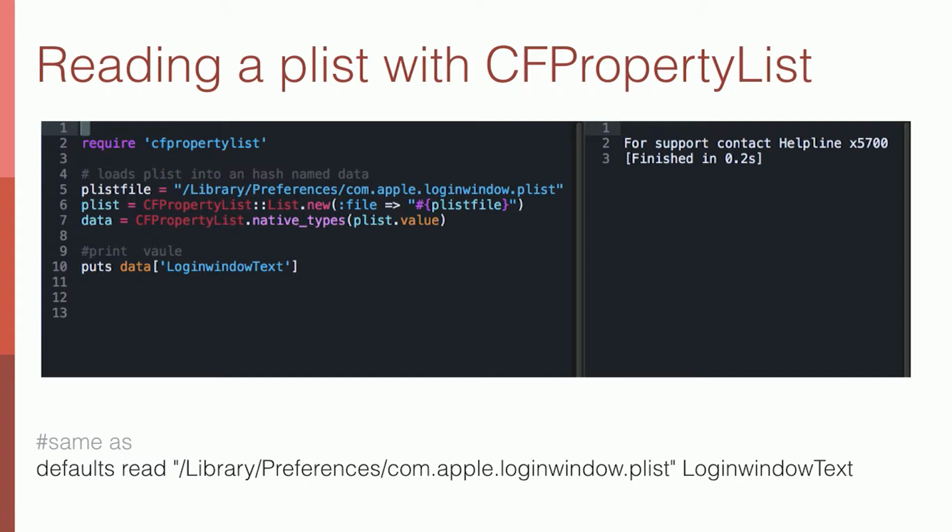You want CF property list for more complicated things. It can handle more complicated plists or more complicated code. So it's reusable, right? You would define that at the top of your script and reuse it later on in your code. But I wanted to show you, you get the same results. So if you're familiar with defaults, we're doing the same thing here.